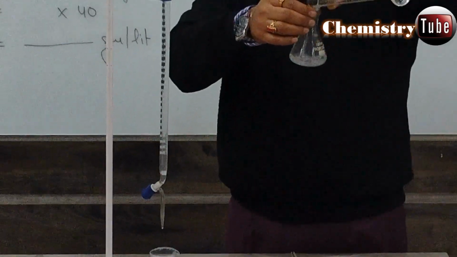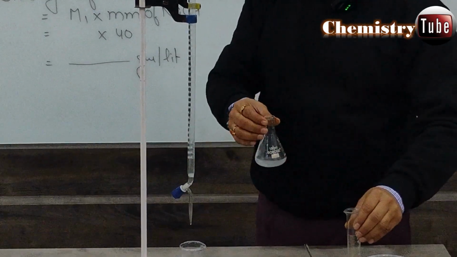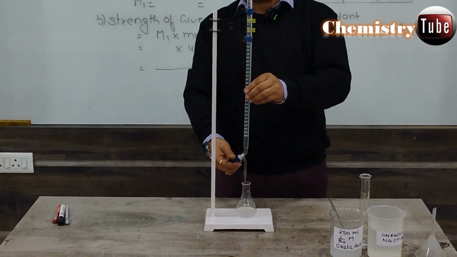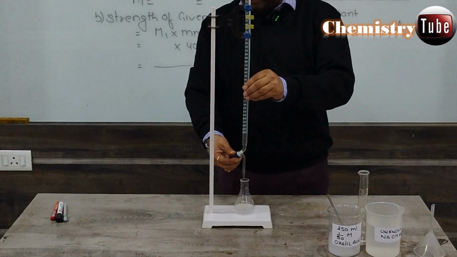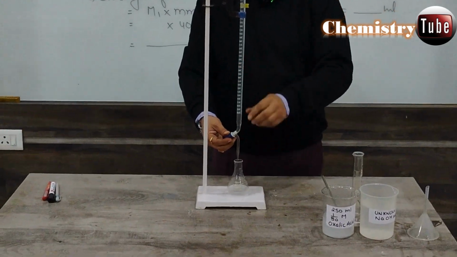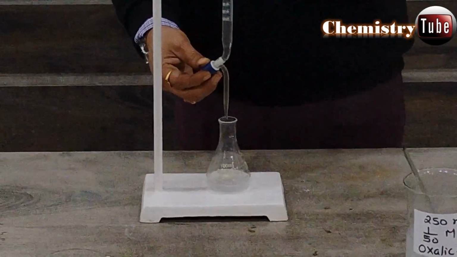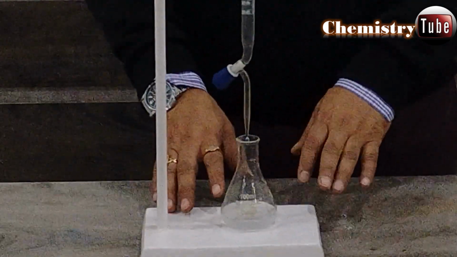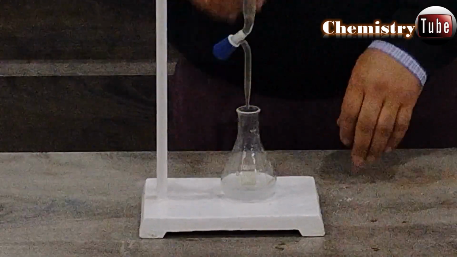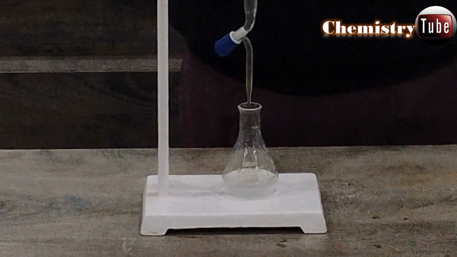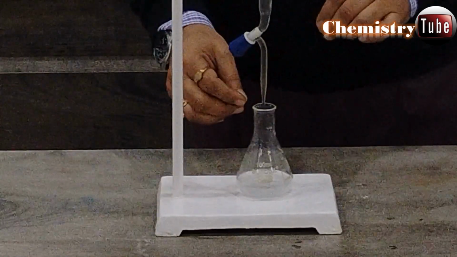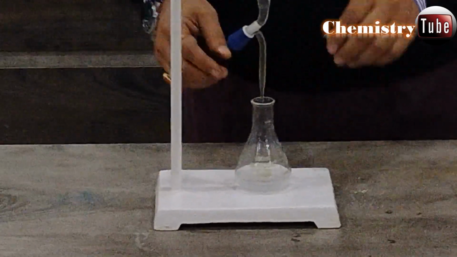Now we will transfer this oxalic acid solution into this conical flask. That's fine. Now place it here. We will start running NaOH solution into this oxalic acid solution. Now please zoom in. You can see that there is no color being developed in this conical flask, but as soon as this titration ends, we will achieve our endpoint. We will see light pink color at the bottom of this conical flask.